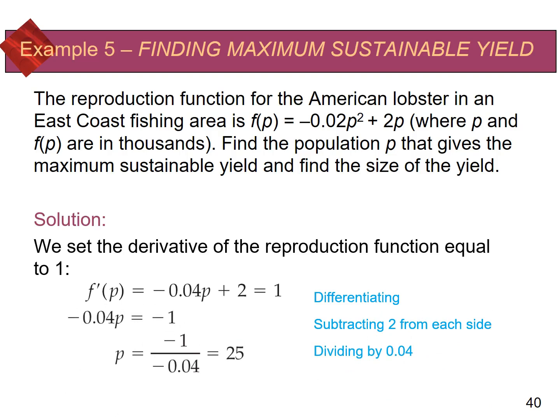And essentially, you get p to equal 25. Now, y double prime of p and f double prime of p are equal to the same thing because the minus 1 that would appear and 1 would disappear when you do the second derivative.